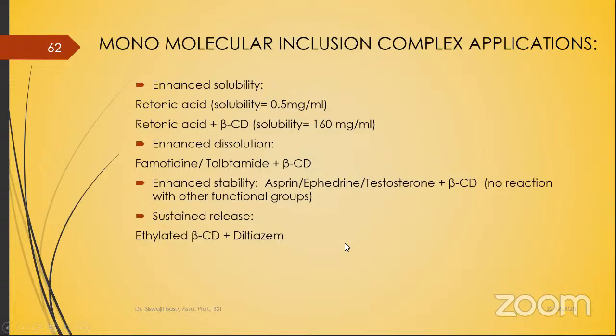Beta CD can also be used to form a complex for sustained release. For example, ethylated beta cyclodextrin plus diltiazem. Diltiazem is one drug, and we can form a complex with ethylated beta CD. So the drug release from that complex will be slower. That's why, by forming a complex with ethylated beta CD, we can use this complex as a sustained release formulation, diltiazem plus ethylated beta cyclodextrin.